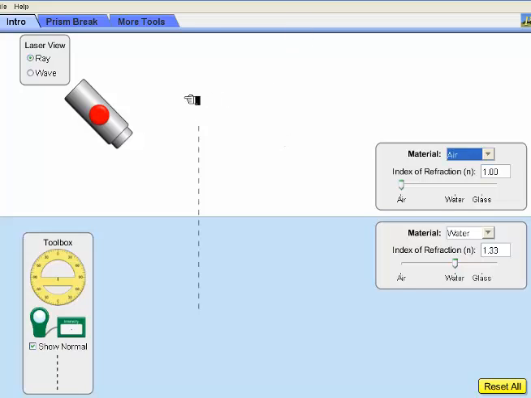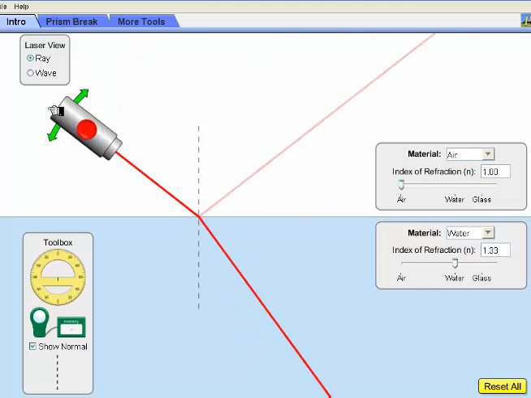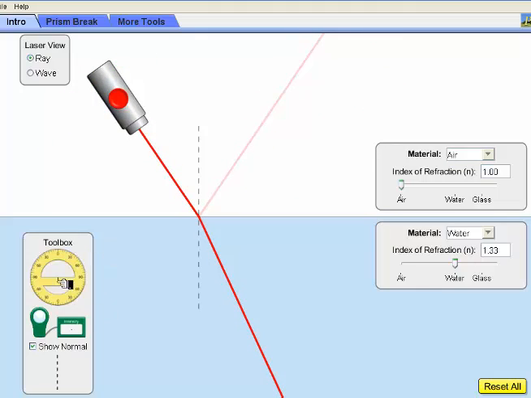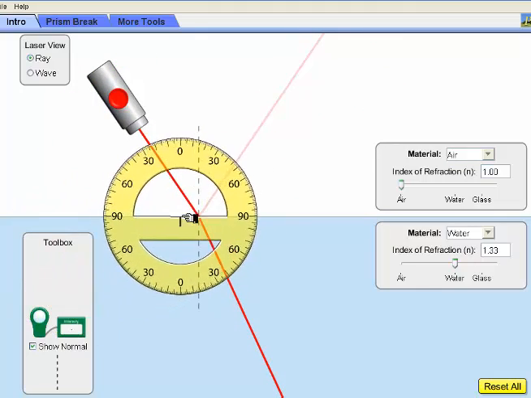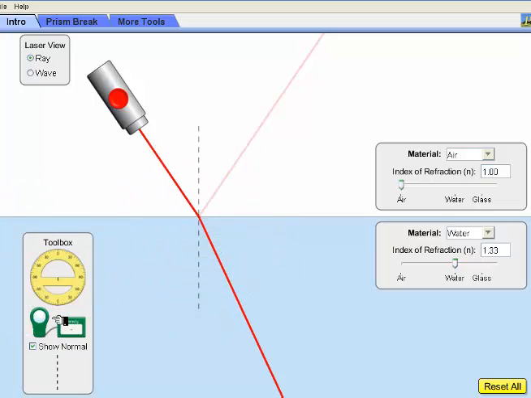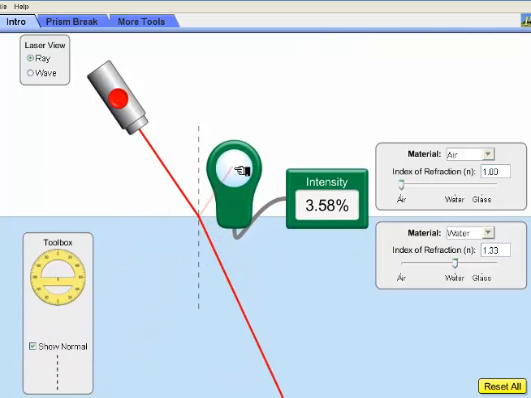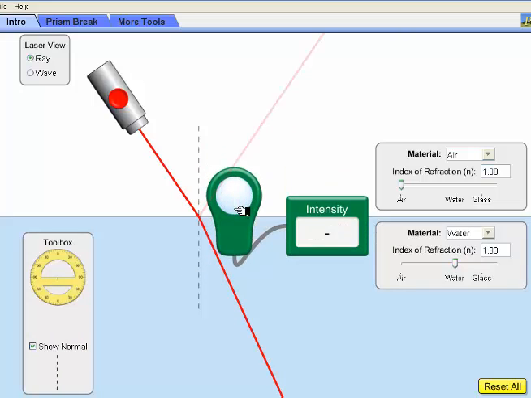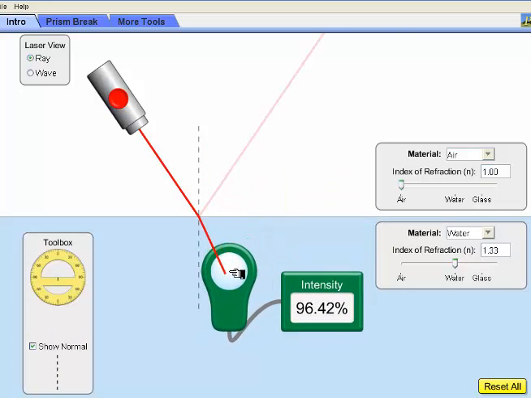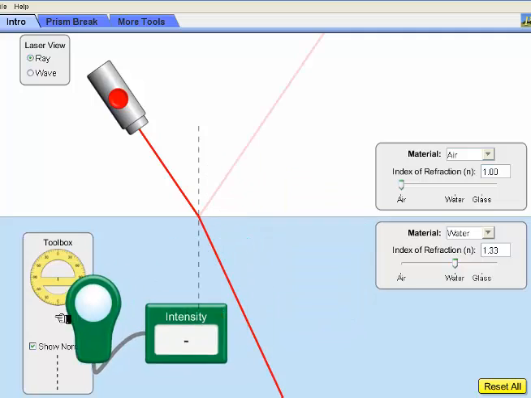Basically, you have two different materials. For this material in here, you can change its properties over here, and for the second material, you can change its properties over here. And you have a laser pointer, which you can move, and you have different tools to measure angles of incidence and the angle of refraction, and you can measure how intense the light is. So like it's 4% reflects, and of course 96% goes through into the second material.